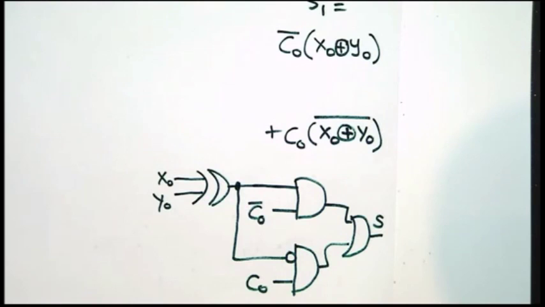Is this the only way to draw this circuit? No, it is not. You could also calculate the exclusive OR twice. You could have drawn it with the ANDs and OR gates. There are many, many different ways to draw this.